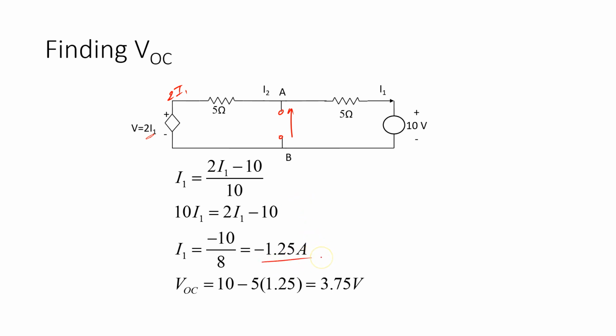and solve it, I'll get I1 is minus 1.25 amps, which simply means there are 1.25 amps going in the opposite direction. Now using that, I can find the voltage, because I know that if I1 is this way, then the voltage drop will be this way. So the voltage across here will be 5I1, which is 5 times minus 1.25, that is negative 6.25. So 10 volts, and it is increasing this way. So 10 volts increases by negative 6.25, which essentially means it decreases by 6.25, which gives me 3.75 volts. So that is my open circuit voltage.